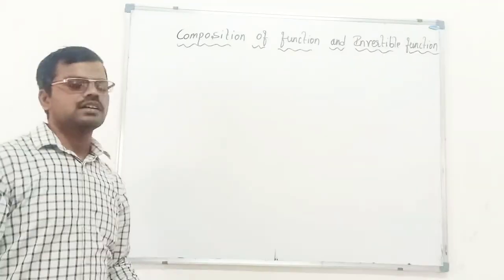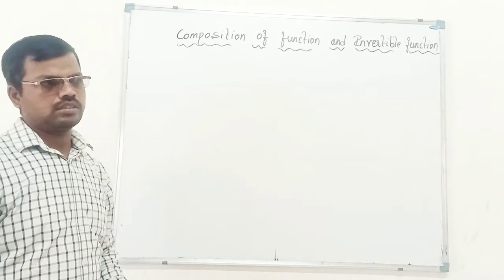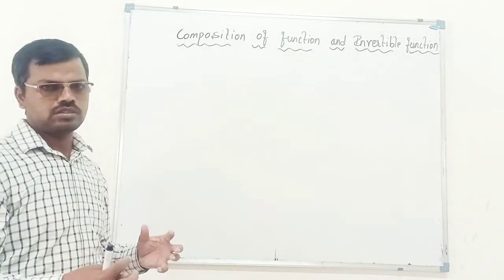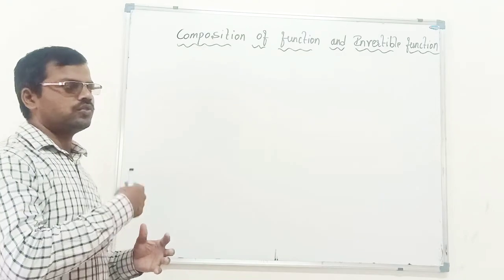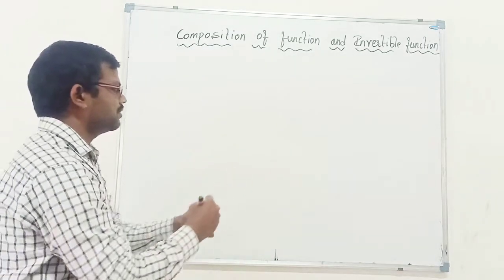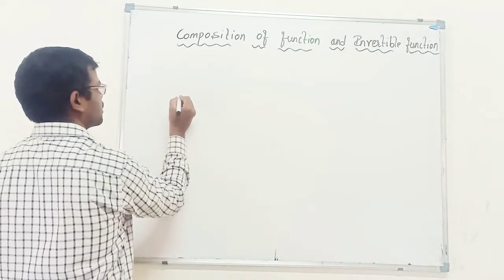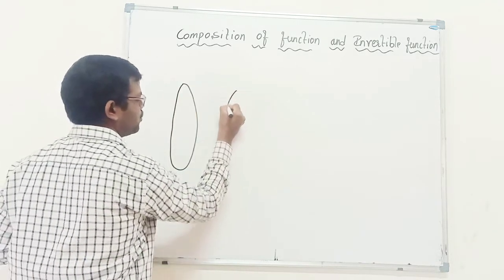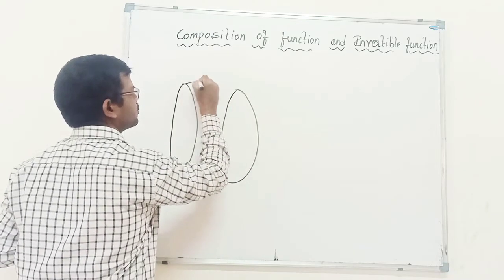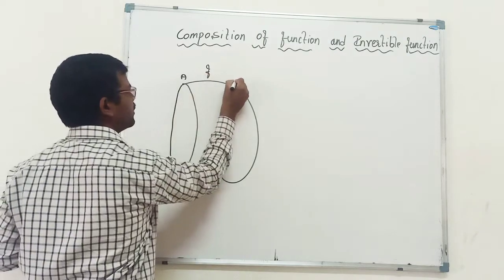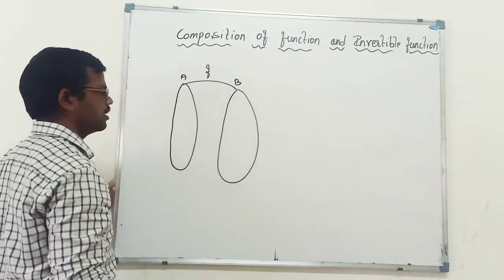So next we come to how to define the composition of the function. Using the basic definition of functions, we move to how to define the composition of the function. Let us take a function f, a function from A to B.